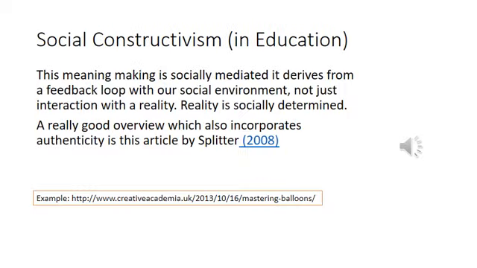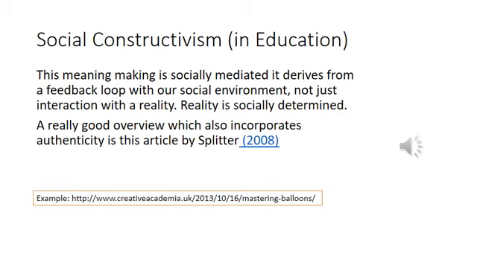So a step up from constructivism is social constructivism. And in this form of constructivism, we see that meaning making is socially mediated. So it derives from a feedback loop with our social environment, that may be our peers or our parents or our lecturers.